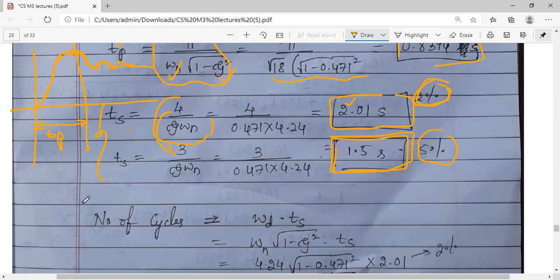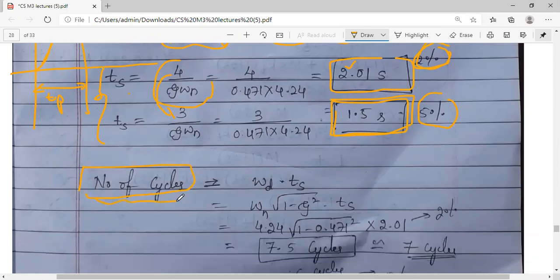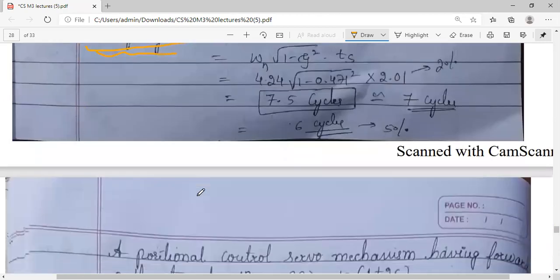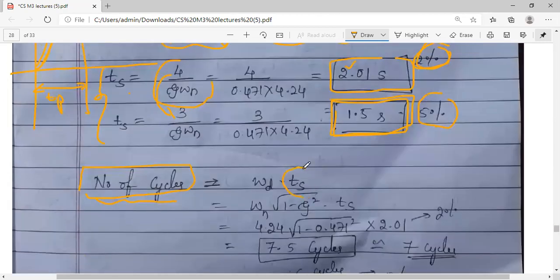Now the last one, this is a new term to you. In the previous two problems we have not seen this. It is the number of cycles. So how much time will the output take? How many cycles? How many oscillations are there before the settlement? Before the output gets settled, how many oscillations will there be? That is nothing but your settling time multiplied by the damping frequency. You need to do this. This is the formula you need to remember.